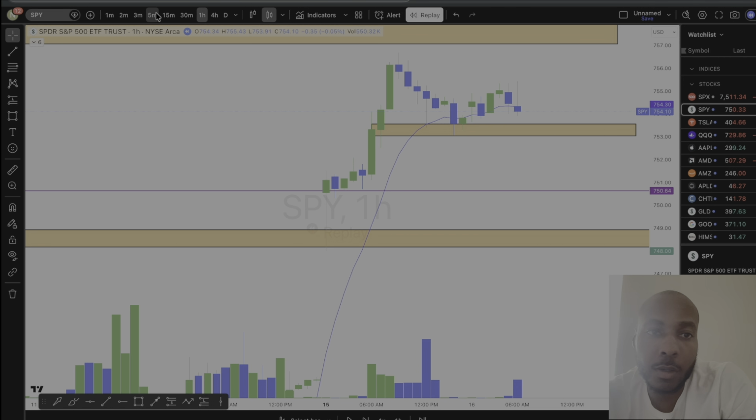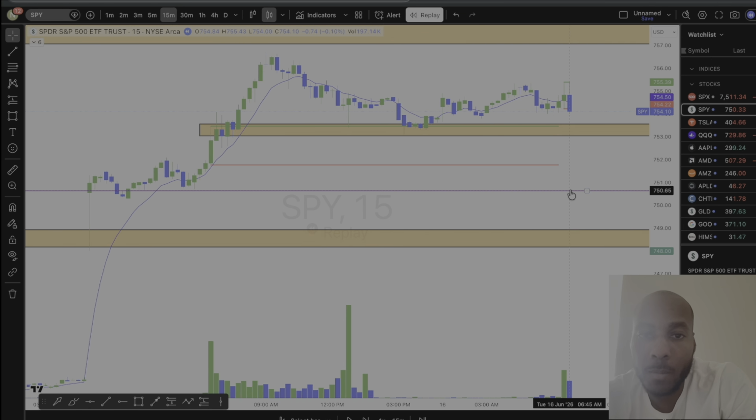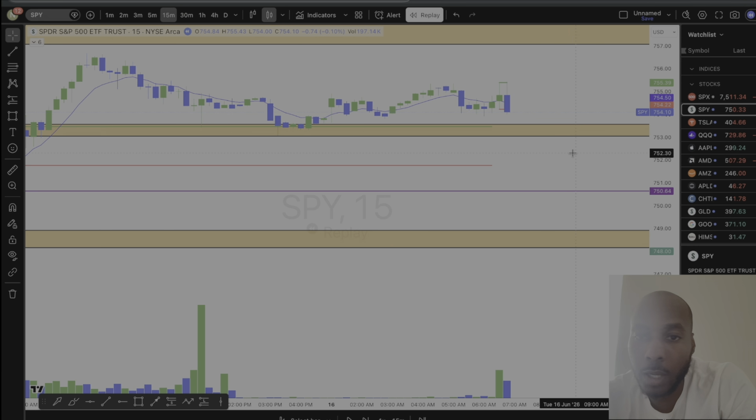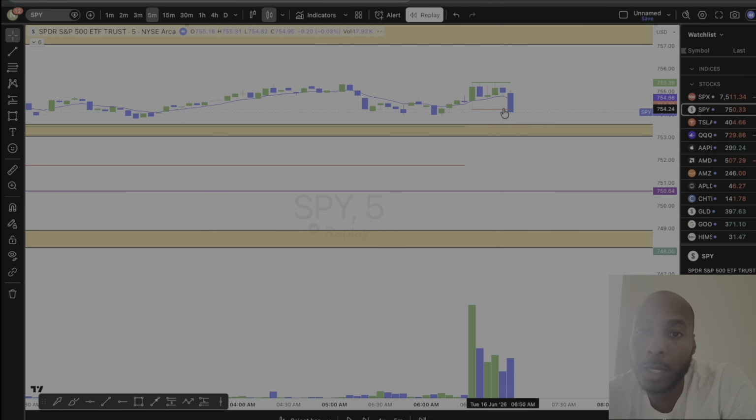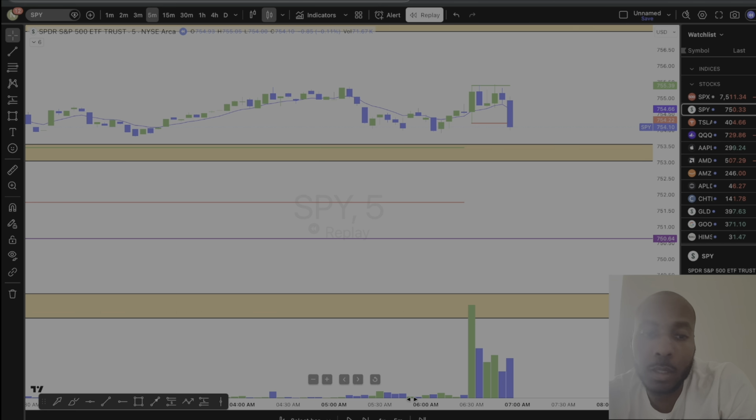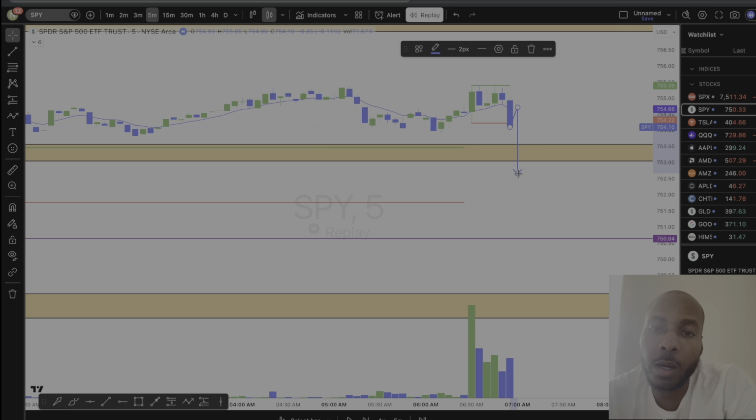Let's fast forward. Let's go to the 15-minute. Since I have this level marked out, let's see what happens. I am going to scale down to the 5-minute now because the 15-minute has broken below here. What I'm looking for is this here. I'm looking for a break, a push to the upside that doesn't go above here, and then a push back to the downside. That's all that I'm looking for to take my trade.